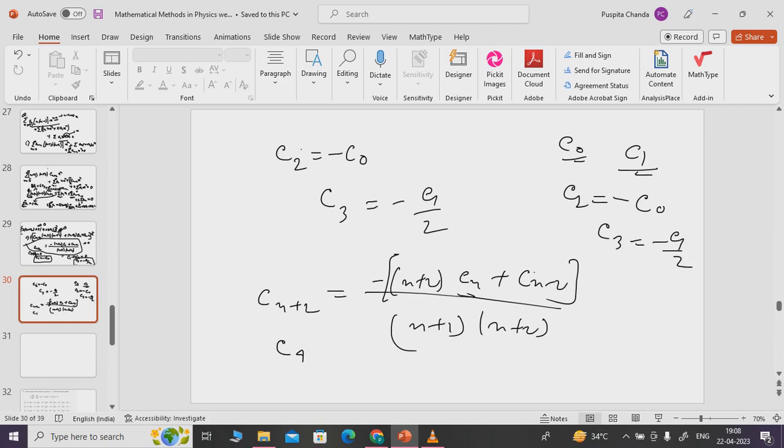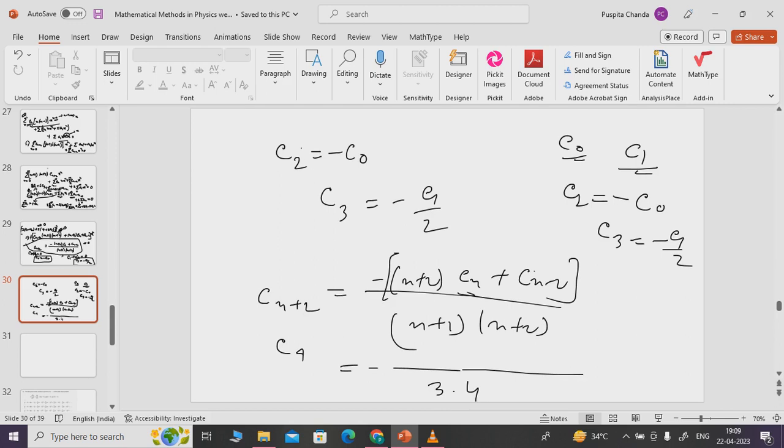C3 is equal to minus C1 by 2, and we need to find C4. C4 means n is equal to 2. So what will it become? N is equal to 2, it is 3 into 4, minus (2 plus 2) that is 4 Cn, n is equal to 2, plus C(n-2), n is equal to 2, it is C0. C2 is what? Minus C0. So here it is minus 4 C0 plus C0. So it will be minus 3 C0, also a minus.